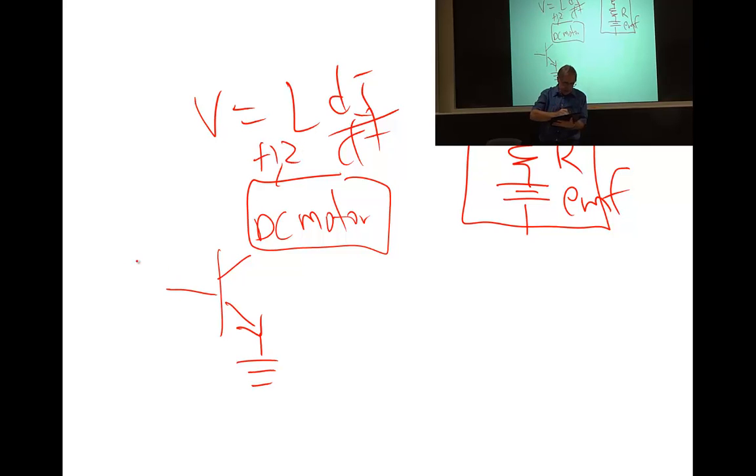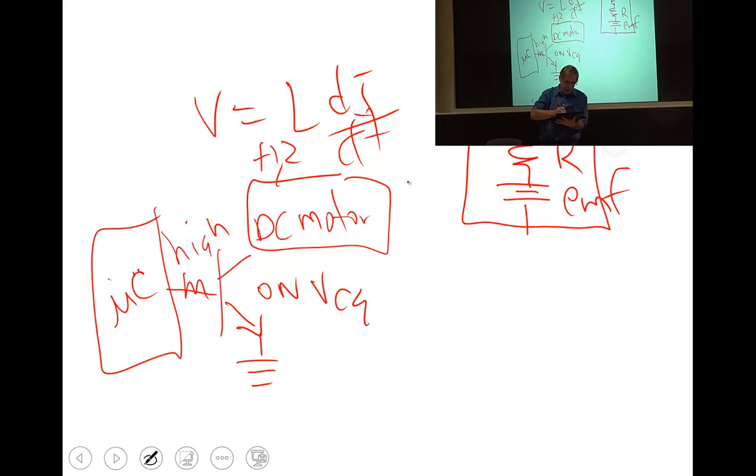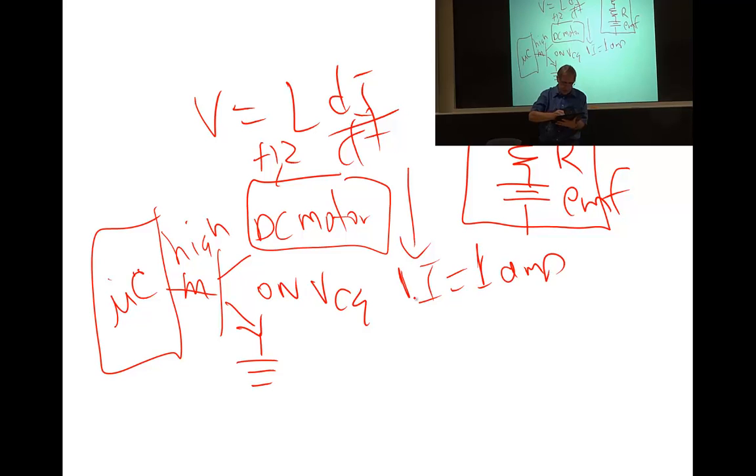So we have the microcontroller here. If you want to blow up your lab partners, or everybody's computer on the bench, this is what you can do. I'll put a resistor here so I won't blow that transistor up. When this output is high, this transistor comes on. You get a VCE drop across this transistor, and we get I equals 1 amp, and the motor is spinning. Well, you know what software likes to do? Change. If this output becomes low, this transistor goes off.